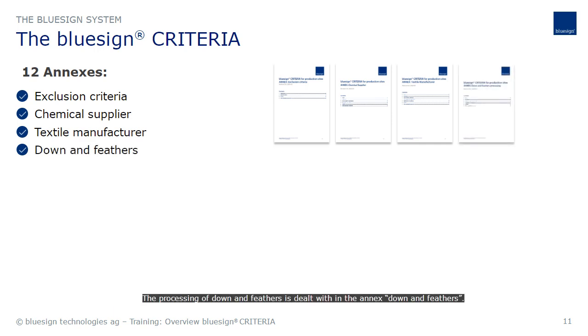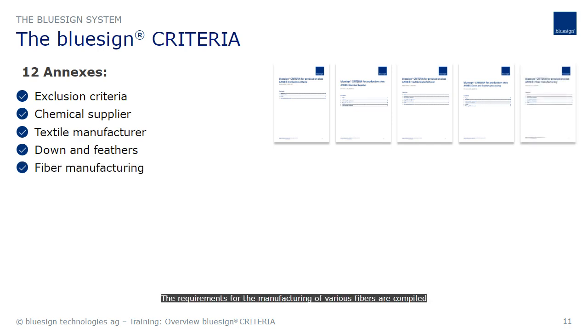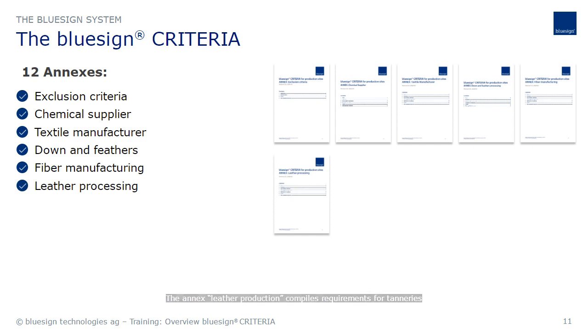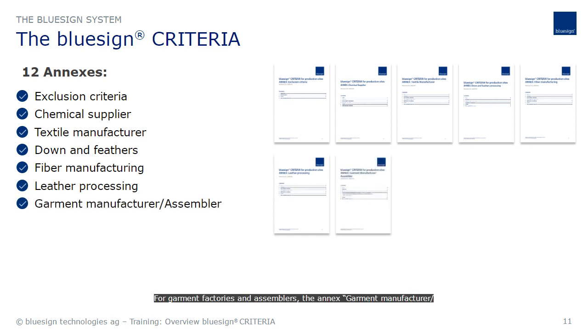The processing of down and feathers is dealt with in the annex, down and feathers. The requirements for the manufacturing of various fibers are compiled in the annex, fiber manufacturing. The annex, leather production, compiles requirements for tanneries and leather-producing companies. For garment factories and assemblers, the annex, garment manufacturer and assembler, gives further information.